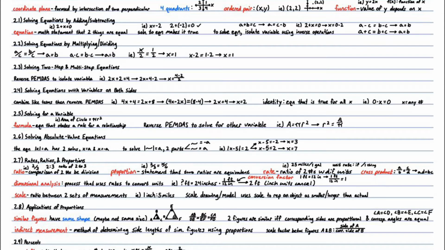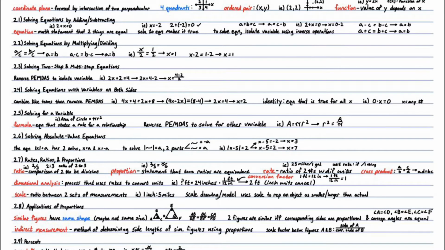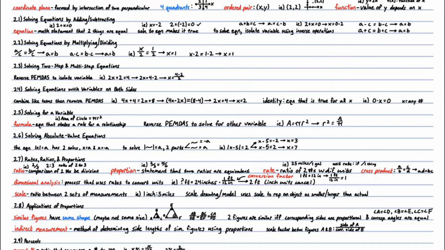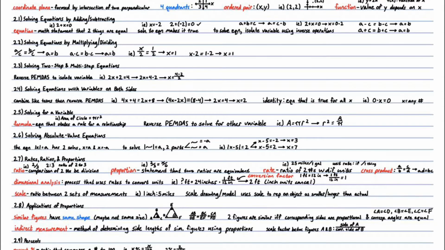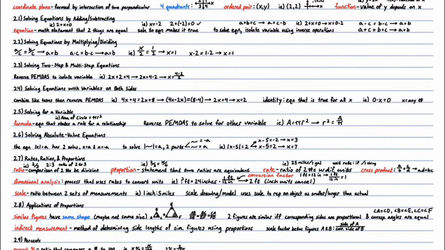Cross products of a proportion are equal. Cross products are formed by multiplying the numerator of one ratio by the denominator of the other, forming two cross products, which are equal to each other. A divided by B equals C divided by D has cross products A times D and B times C that are equal. Dimensional analysis is a process that uses rates to convert units by using conversion factors.